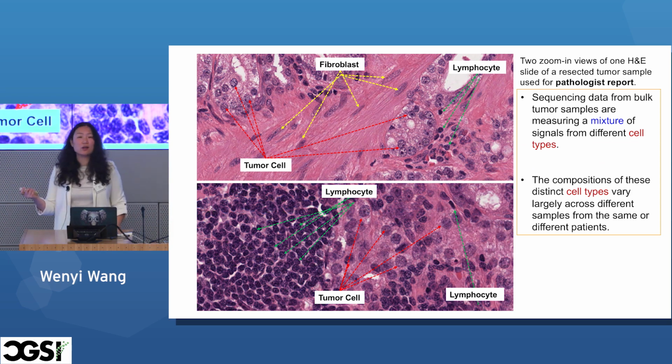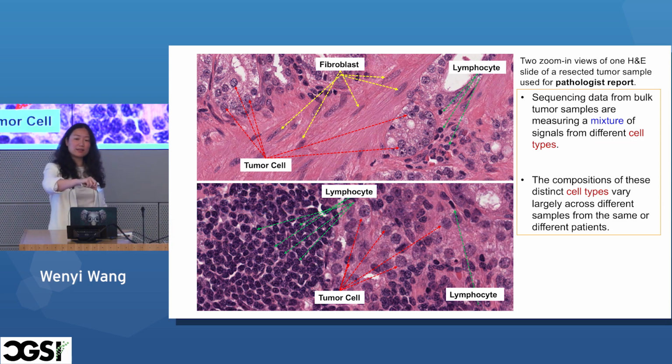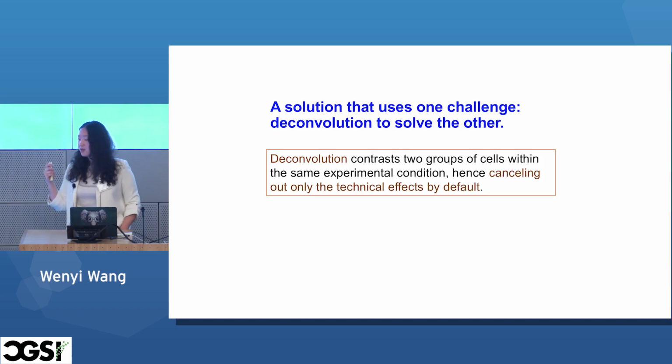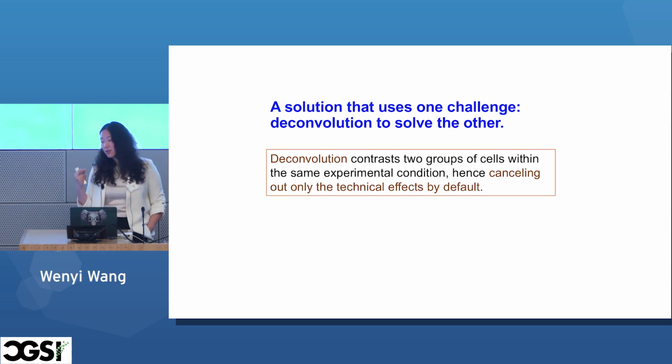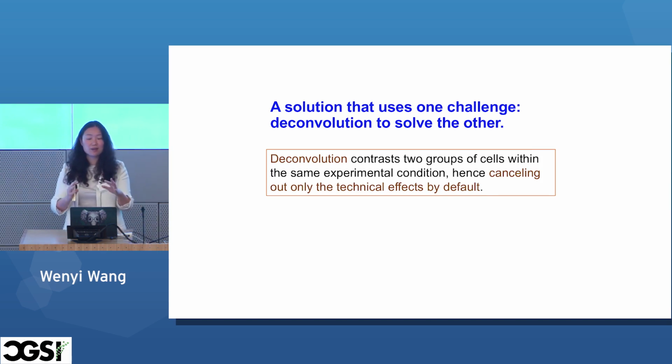And then the other challenge is, of course, the tumor heterogeneity, as we're interested in tumor cell activity, but we're measuring a mixture of signals. So our solution is to use one challenge, deconvolution, to solve the other, because the deconvolution contrasts the two groups of cells within the exact same experimental condition, hence canceling out the technical effect by default.